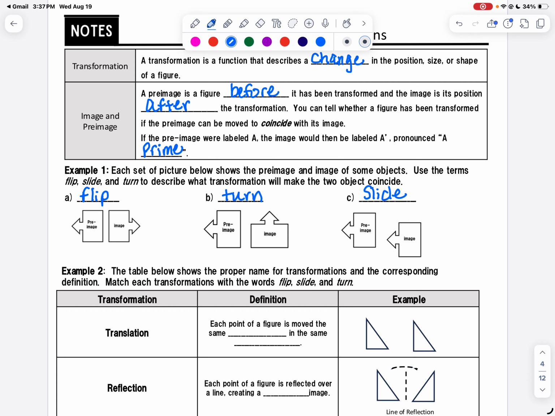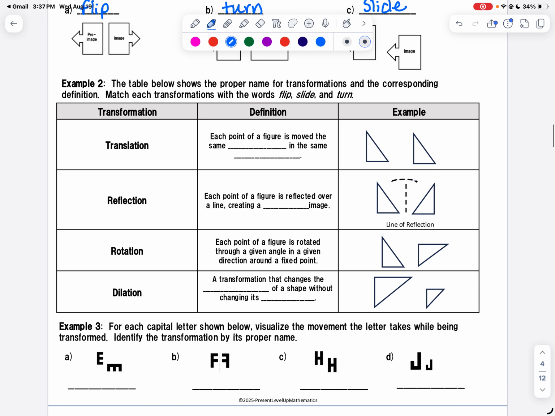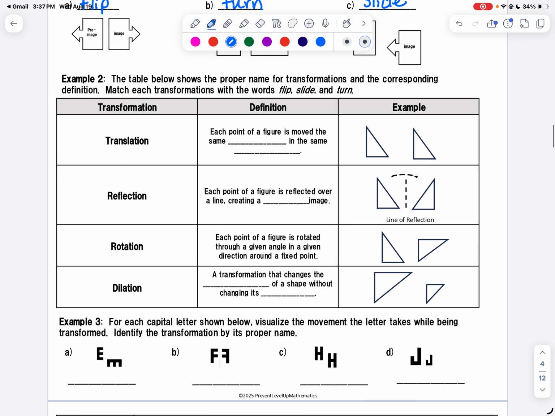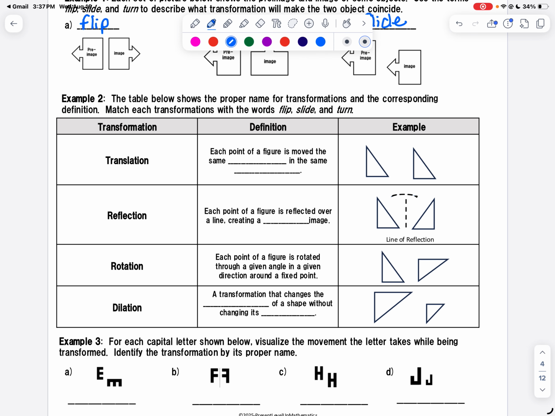Now, flip, turn, and slide are pretty informal words in mathematics. In example 2, we're going to look at the formal term for each of these words. So in example 2, it says the table below shows the proper name for transformations and the corresponding definition. Match each transformation with the word flip, slide, and turn.